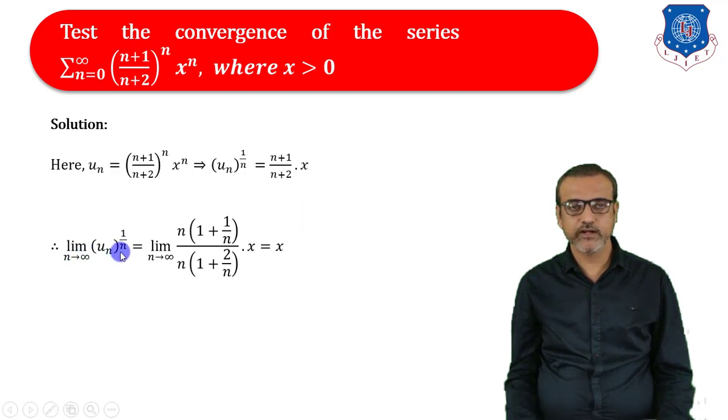Therefore limit n tends to infinity u_n raised to 1 upon n equals limit n tends to infinity. Now taking n common from the numerator and denominator, we have n into bracket (1 plus 1 upon n) upon n into bracket (1 plus 2 upon n), and this x will be as it is. Now n will cancel out. As n tends to infinity, 1 upon n tends to 0, and 2 upon n also tends to 0. So it becomes (1 plus 0) upon (1 plus 0), that is 1, and 1 into x gives x.